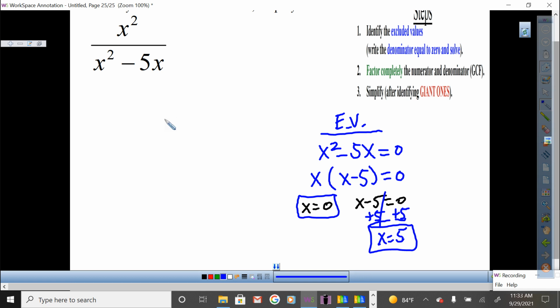Okay. So we're done with excluded value. Let's go to simplify. Before I move on, though, look up. We got how many excluded values now? 2. Look at the denominator. Just by looking at it, it should be obvious why now we have 2 excluded values. Tell your neighbor how we can tell.